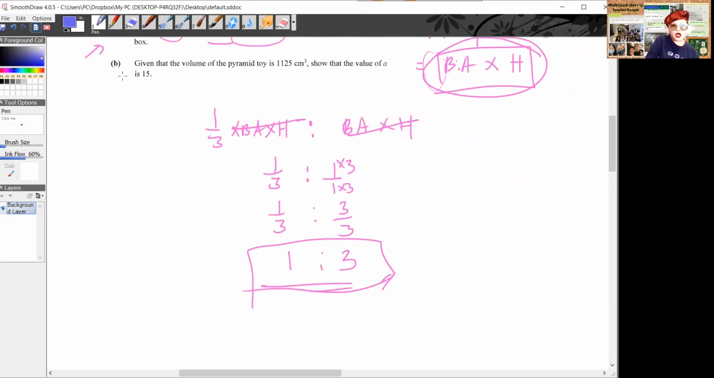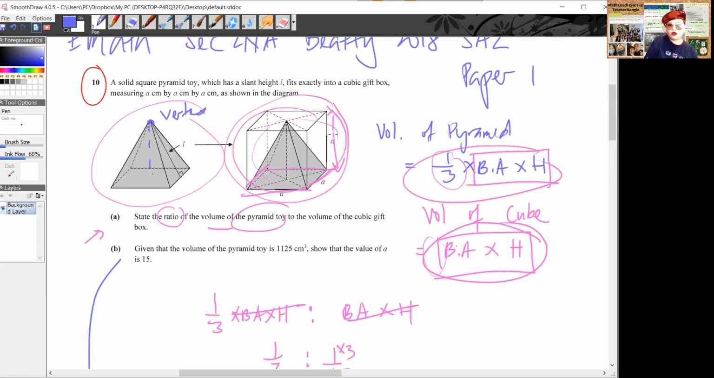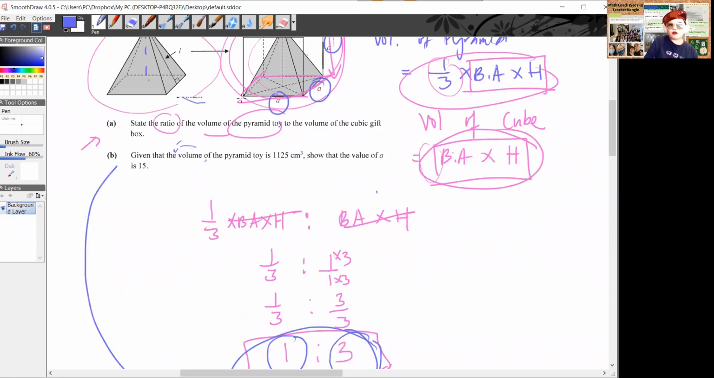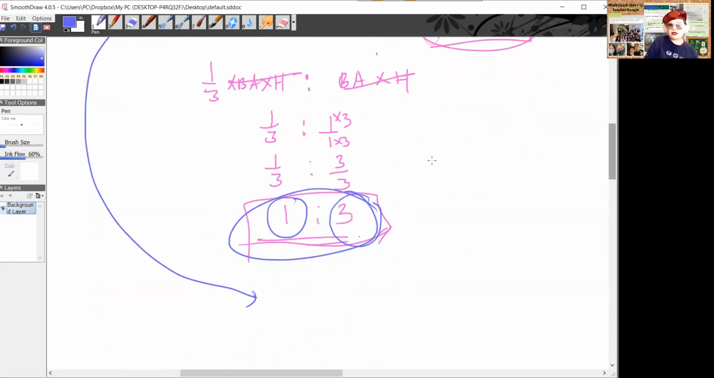Let's change another color. Part B said, given that the volume of the pyramid toy is 1125 cm3, show that the value of A is 15. So over here, you are supposed to find out what is the A. And since it's a cube, it means that all three of them is the same. So it's very easy because you already know that the volume of the pyramid is 1 unit. The volume of the cube is 3 units. So since volume of the pyramid is 1125, it means that 1 unit is equals to 1125. 3 units will be equals to 1125 multiplied by 3.